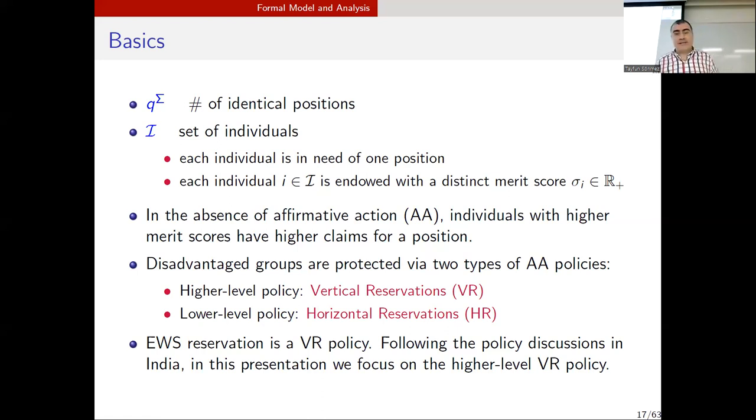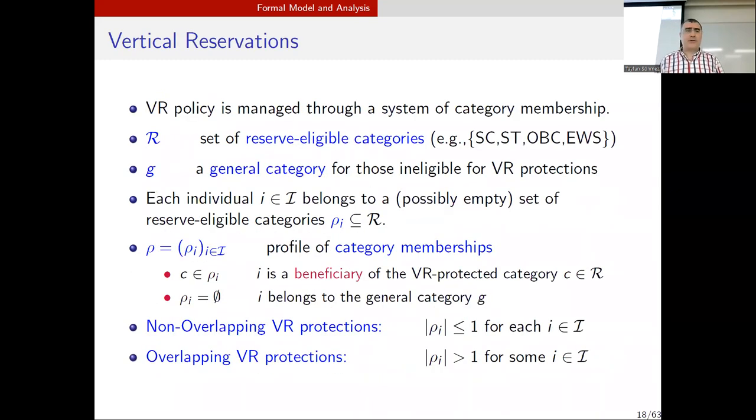EWS reservations, the VR policy, and following the discussions in India, we just focus on the VR policy. As we mentioned yesterday, vertical reservations are managed through category memberships. Calligraphic R is the set of reserve-eligible categories, for example scheduled caste, scheduled tribes, OBC, EWS. In principle, there cannot be overlap between scheduled caste, scheduled tribes, or OBC, but unless you enforce it, there will be overlaps between EWS and the other ones.